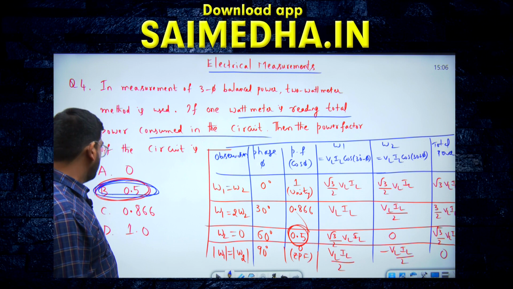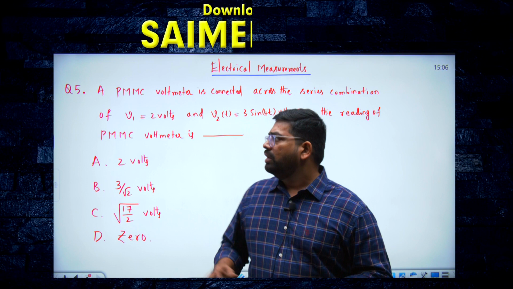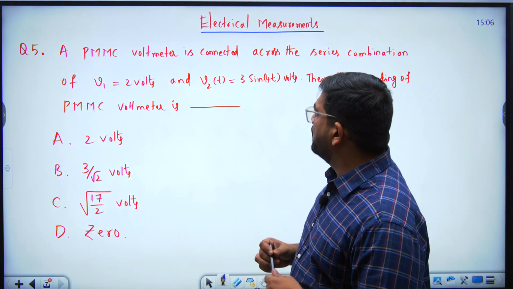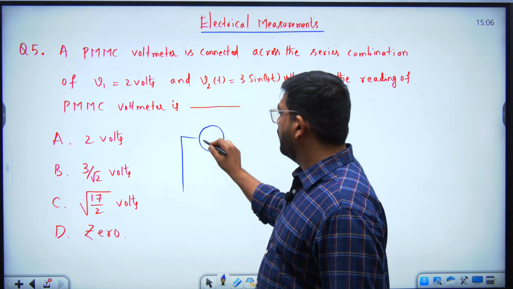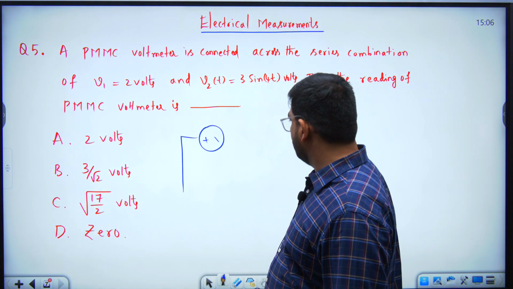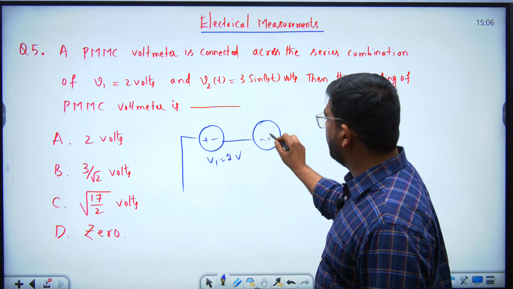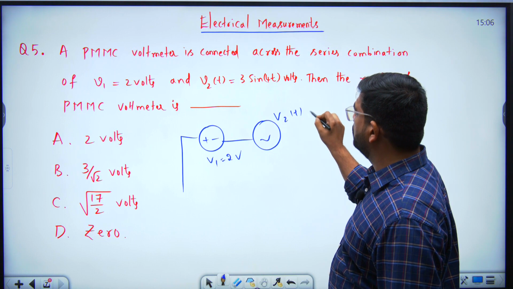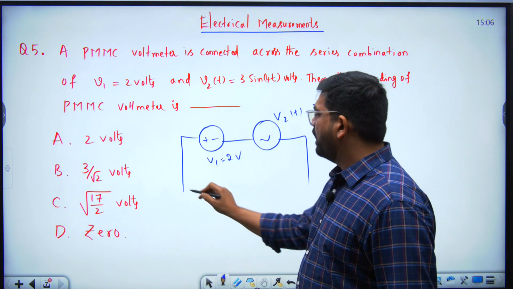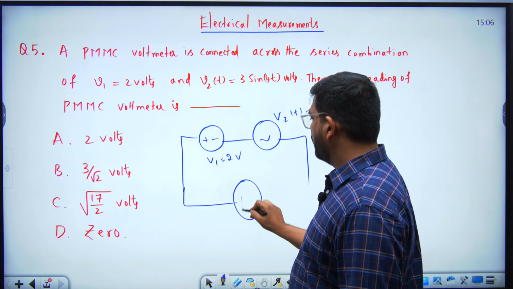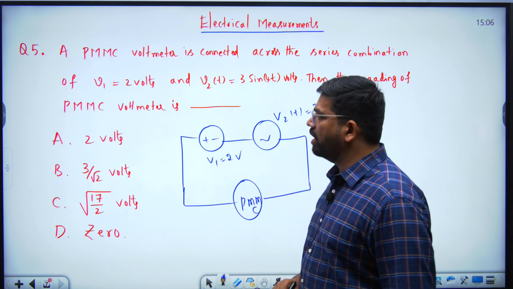Okay, let us move on to the next question. A PMMC voltmeter is connected across a series combination of two sources: V1 is 2 volts, and the other source is V2 of t equal to 3 sin 4t. Both are connected in series across the PMMC voltmeter. How will it read?